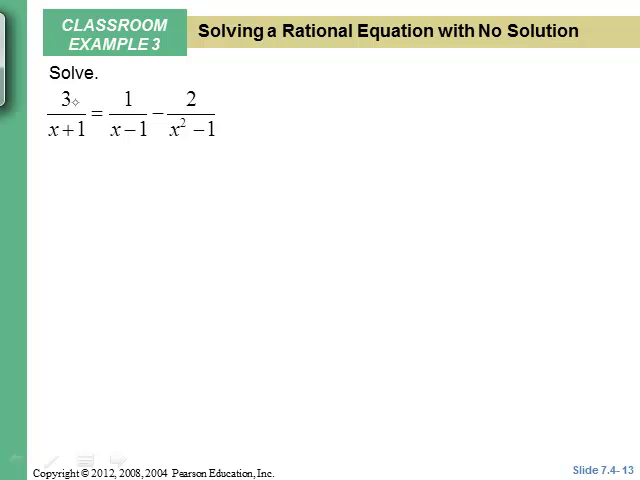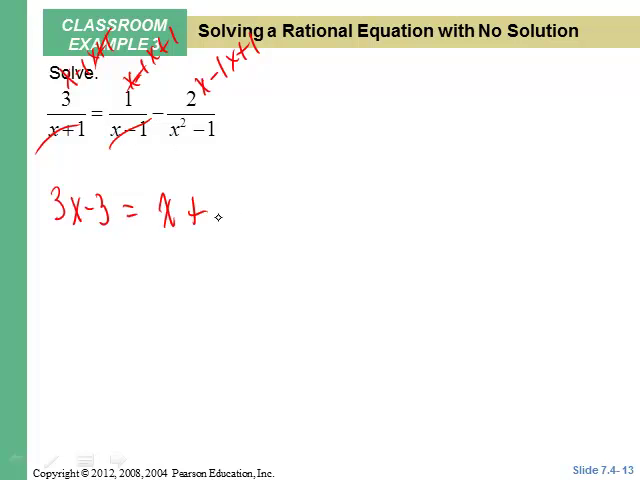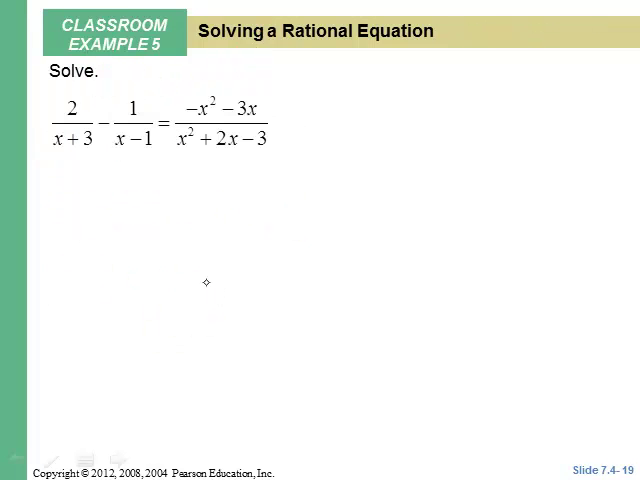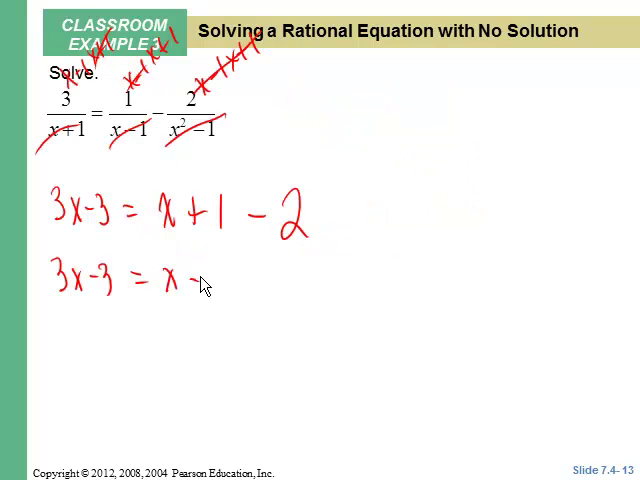Next one. Multiply everything by x minus 1, x plus 1. All right, the x plus 1's cancel in the first case, so we have 3x minus 3. The x minus 1's cancel in the second case, so we're left with x plus 1. And then the x squared minus 1 cancels against the top, leaving that. So we have 3x minus 3 equals x minus 1.